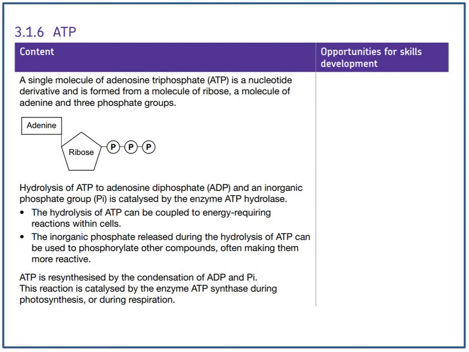Hydrolysis of ATP to adenosine diphosphate, or ADP, and an inorganic phosphate, Pi, is catalyzed by the enzyme ATP hydrolase. The hydrolysis of ATP can be coupled to energy-requiring reactions within cells. The inorganic phosphate released during the hydrolysis of ATP can be used to phosphorylate other compounds, often making them more reactive. ATP is resynthesized by the condensation of ADP and phosphate. This reaction is catalyzed by the enzyme ATP synthase during photosynthesis or during respiration.